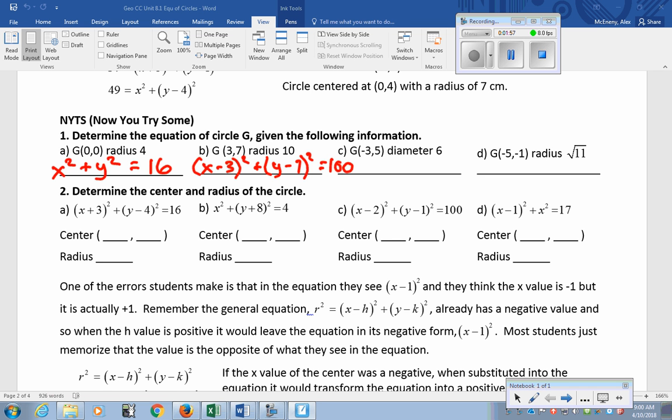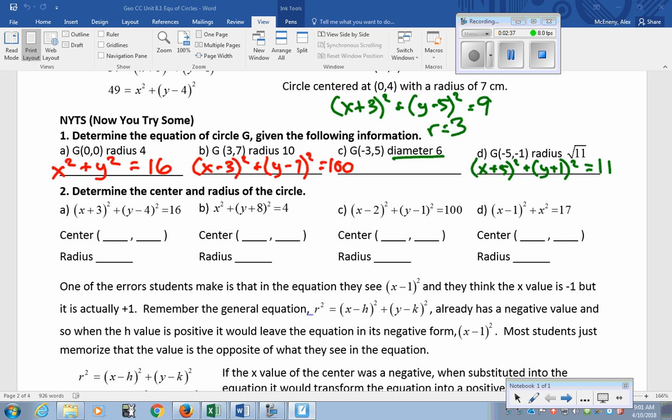With C, the diameter is 6. You want to look out for that, which means the radius is 3. And I'm going to write this one above. You can write it in the space. So this one will be (x plus 3) squared, because it's a negative 3, plus (y minus 5) squared equals 9. And then with the last one, the x and y values are going to have plus signs. So the last one is going to be (x plus 5) squared plus (y plus 1) squared. And then if you square the square root of 11, you're going to get 11 because that's not a whole number.